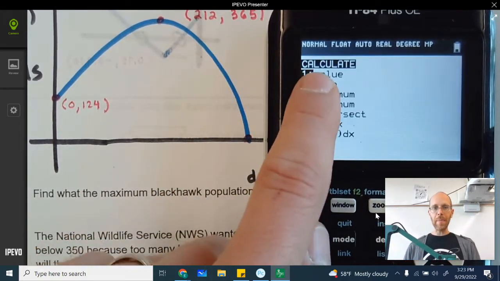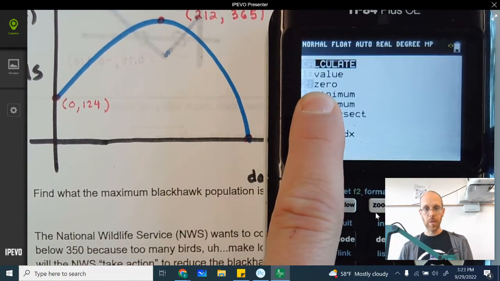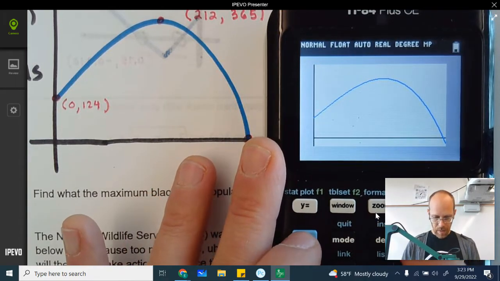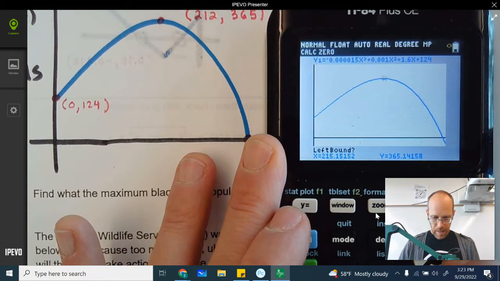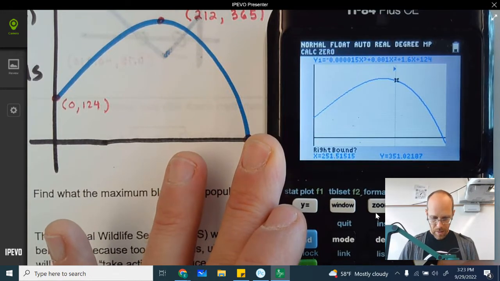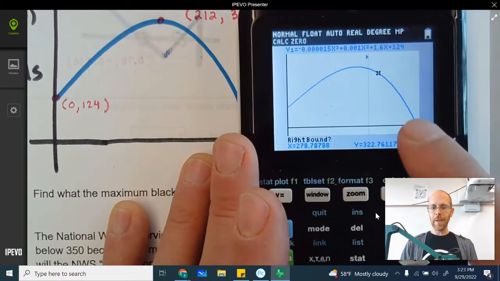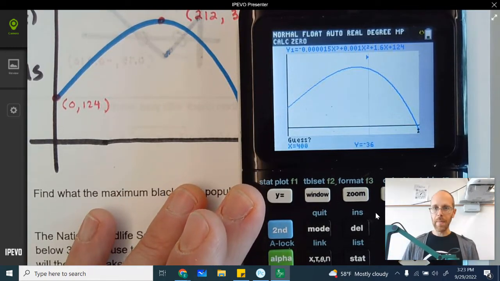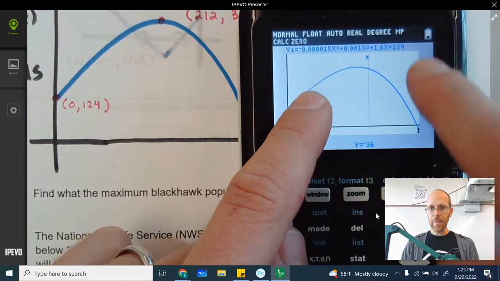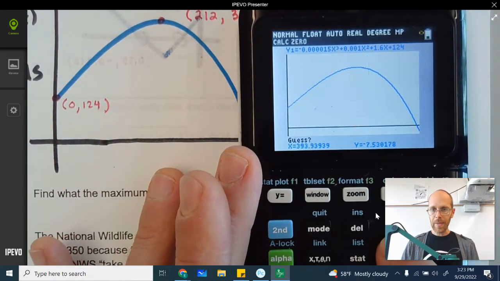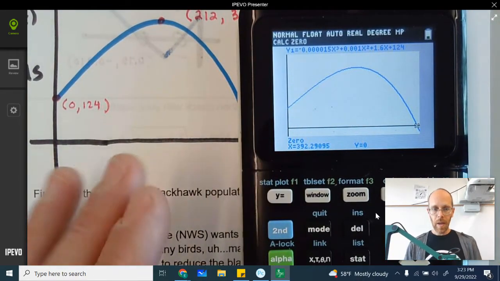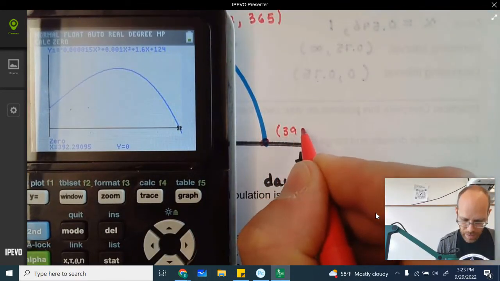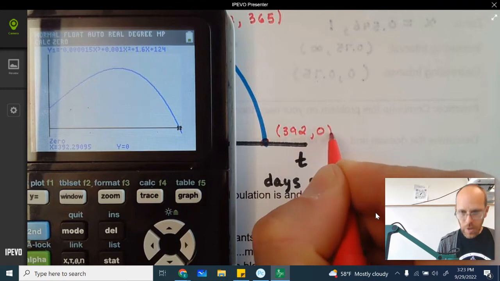And then the last number right here is when y is 0. And so you're going to get that by selecting number 2, 0. Left bound. Oh, let me try that again. Left bound. Right bound. Fun fact, if I don't want to move the cursor all the way over here, I can type in 400 as my right bound. And I got it. It's right there. And now I can make my guess. And that is at day 392. There's no birds.